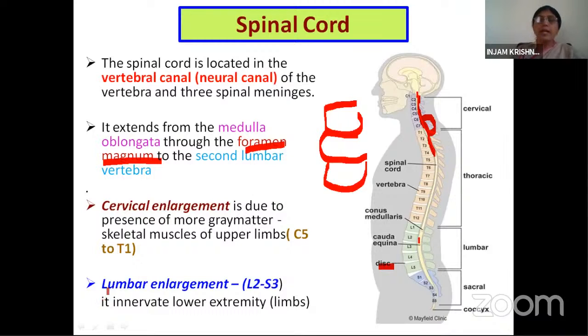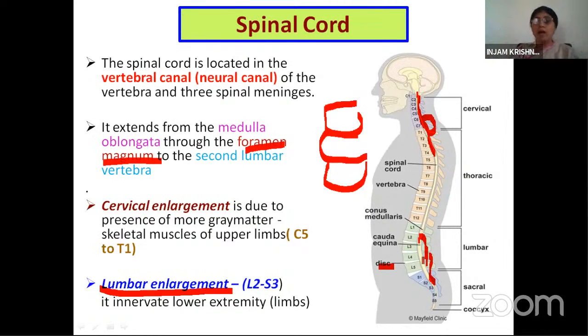Next, a second enlargement is also there. That is the lumbar enlargement from L2 to S3. Actually, S3 means not up to here. Later we will discuss the spinal cord, sacral. What is the sacral area? Okay, lumbar enlargement, where can we find it? L2 to S3. It innervates the lower limbs. Yes, these are the hind limbs.